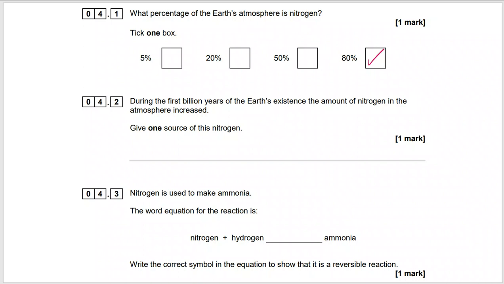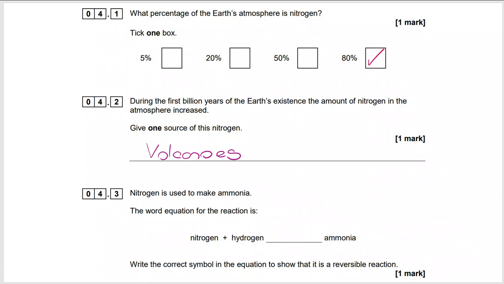During the first billion years of the Earth's existence, the amount of nitrogen in the atmosphere increased. What source of that was there? And we're looking here for volcanoes. Nitrogen is used to make ammonia. The word equation for the reaction is nitrogen plus hydrogen, and there's the symbol missing before ammonia.